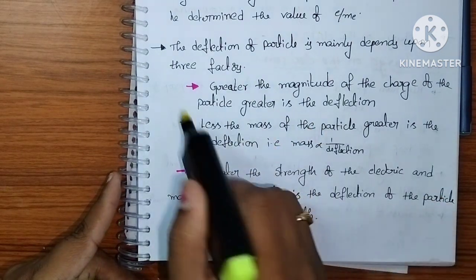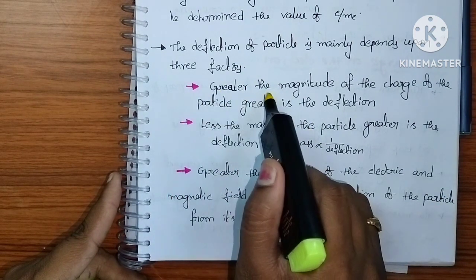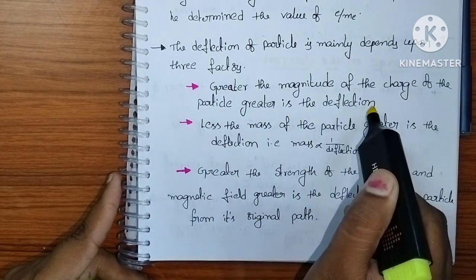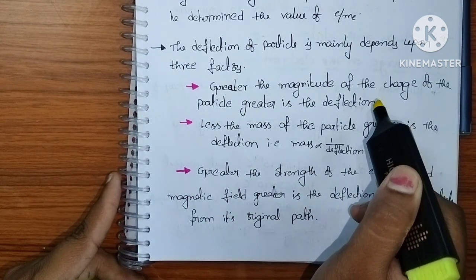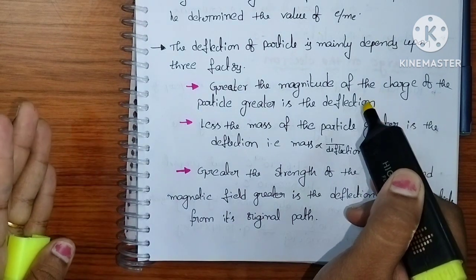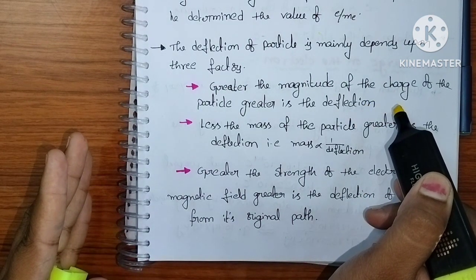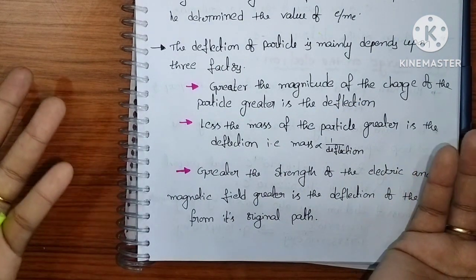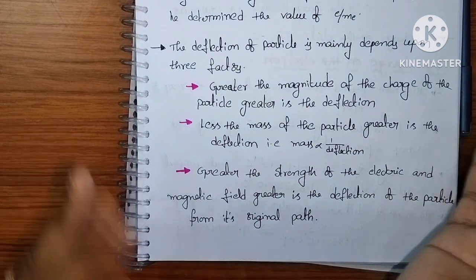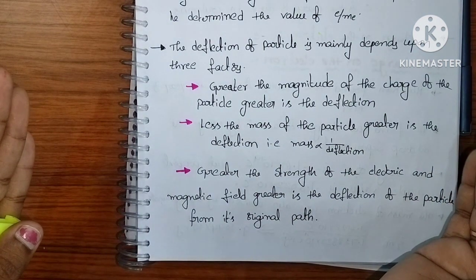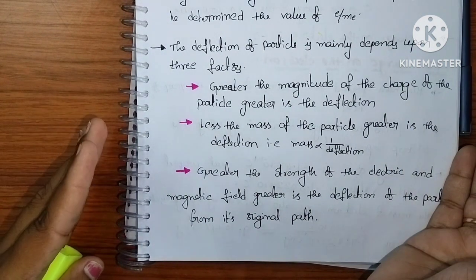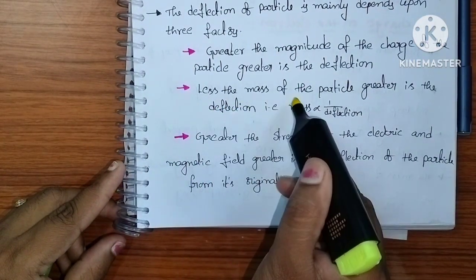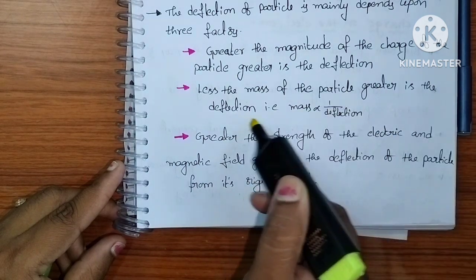Let us discuss. The first factor is: the greater the magnitude of the charge of the particle, the greater is the deflection. That means if the particle contains a high magnitude of charge, the deflection will also be greater. Next, coming to the second factor: the less the mass of the particle, the greater is the deflection.